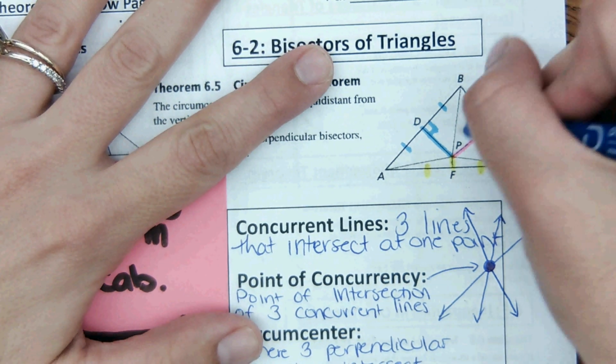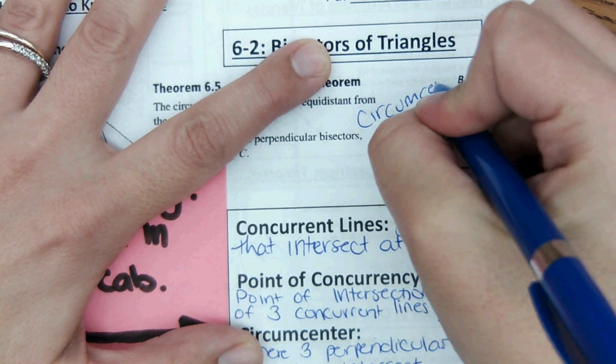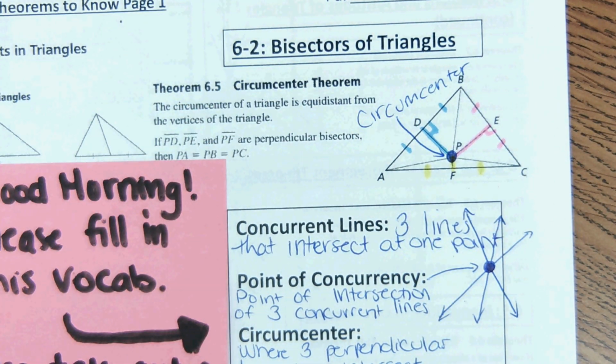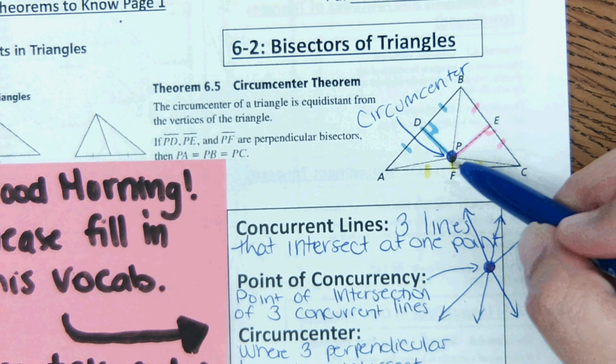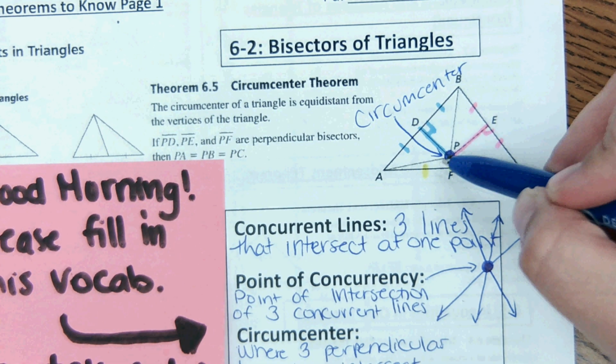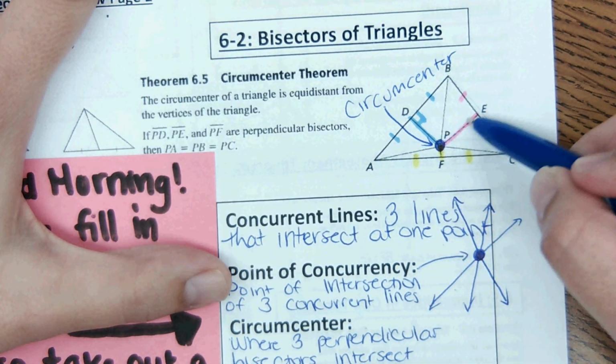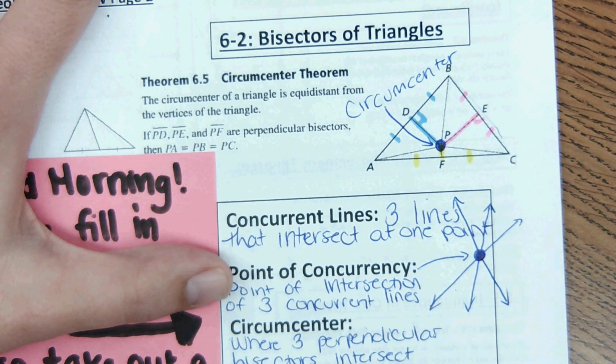And then where these perpendicular bisectors intersect is called the circumcenter. Circumcenter is where those perpendicular bisectors intersect. As you can see in this diagram, these perpendicular bisectors aren't the same length. They're different lengths, but they are lines that break up these sides into two equal parts.